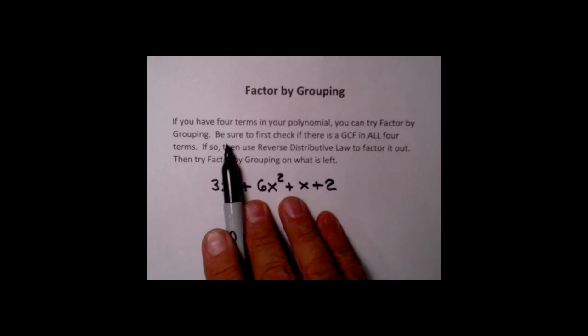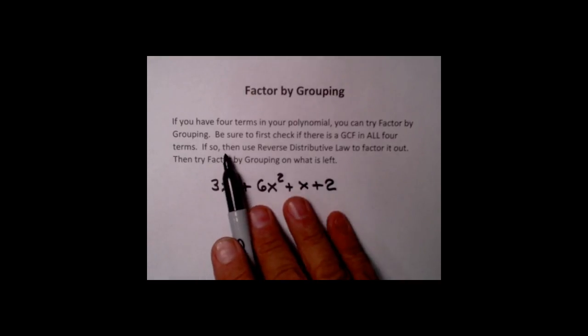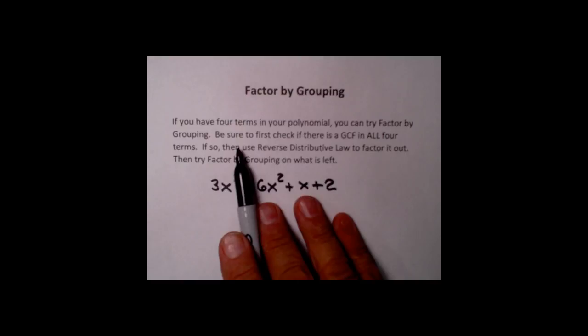Now remember, not everything is factorable. And if the process you're trying, be it reverse distributive law, or this factor by grouping, or any of the things we'll be talking about coming up, if they work, then the polynomial can be factored. But if you can't find a combination that works, then remember that simply means that we cannot factor it by the techniques we know so far. So we just say it's not factorable.